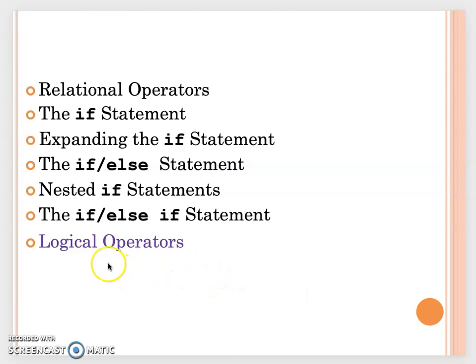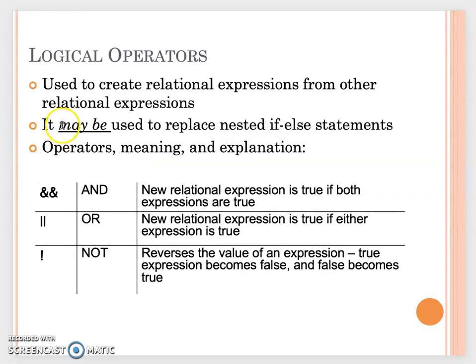In this video, we will talk about logical operators. We will have a simple introduction and talk about the different logical operators. So what are logical operators? We have three different kinds of operators, which we call AND, OR, and NOT. Those operators are used to create relational expressions from other relational expressions.